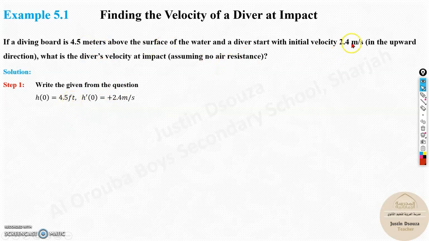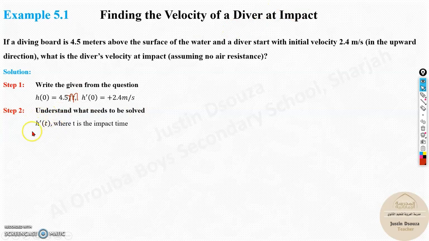And now over here, the velocity is given as 2.4 meter per second. I am sorry, this is m and this is plus 2.4. Okay, that is it. Now I will stop over here. Let's see step 2 before I go to impact.